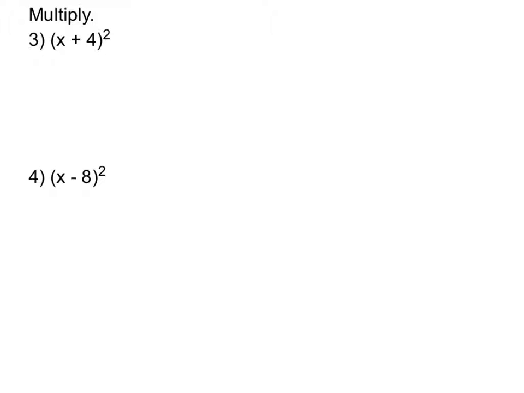Now let's look at these. These are also considered or going to be special products. And what's happening here is we're taking x plus 4 quantity squared. Now you need to think about what that means. X plus 4 quantity squared, to square something, you multiply it by itself. So we're going to take x plus 4 and multiply it by x plus 4.